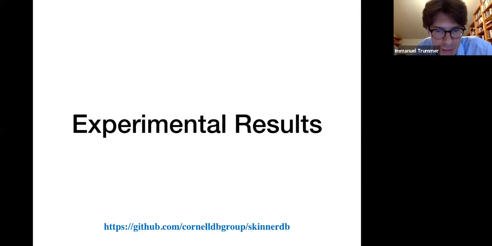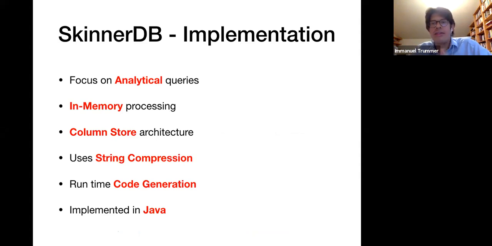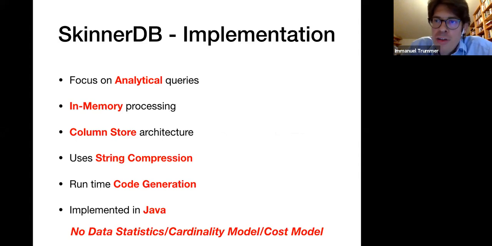You find the SkinnerDB implementation in that GitHub repository. The current implementation focuses on analytical in-memory processing. It has a column store architecture, uses string compression and runtime code generation, which are standard mechanisms, but it is interesting to know that you can combine them with this approach that I have just presented. Now, the most distinctive property of the implementation is certainly that it does not use any data statistics, no cardinality model, no cost model. Everything we do is based on information that we collect at runtime.